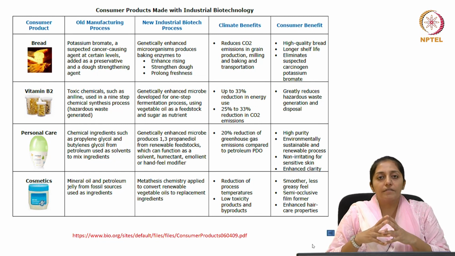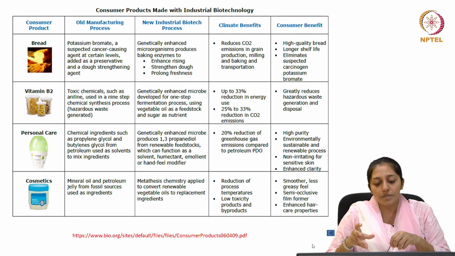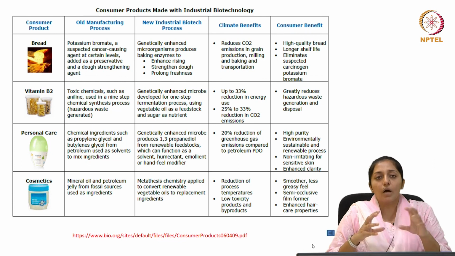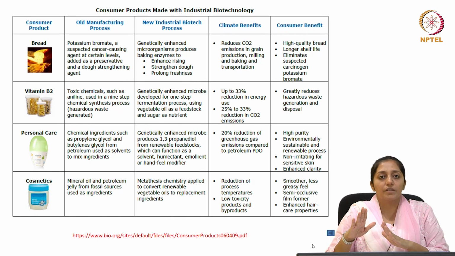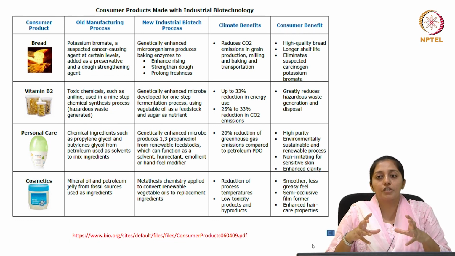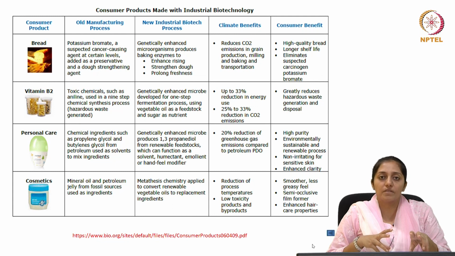Now this process itself leads to a large amount of release of greenhouse gases. So biotechnologically driven processes, for example genetically modified microbes, produce 1,3-propanediol from renewable feedstocks which can then be used as humectants or emollients or hand feel modifiers. Now these processes in general lead to a very high reduction in greenhouse gas emissions, up to 50% in some cases. And milder conditions are used in comparison to chemical processes in terms of the requirements of pH and temperature.